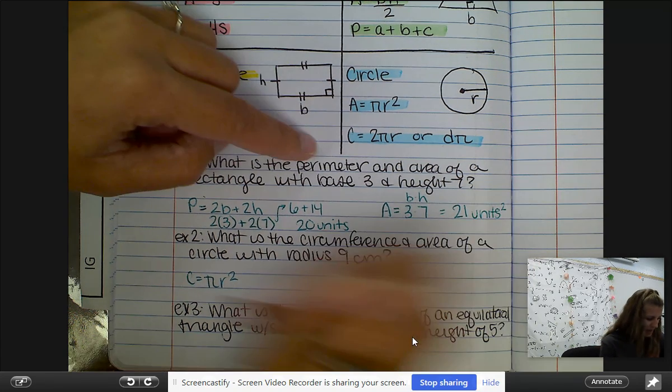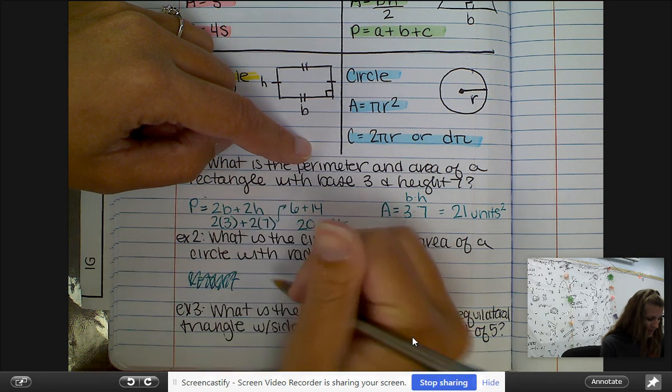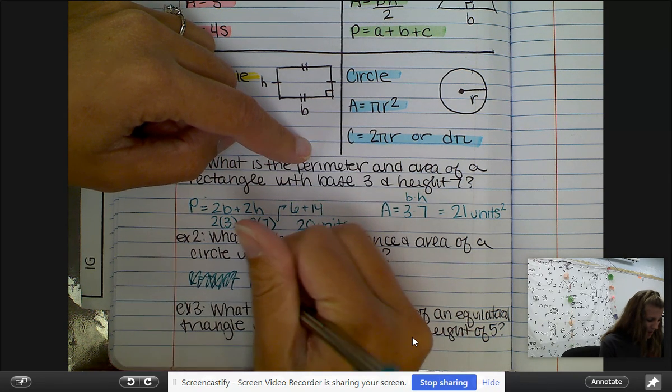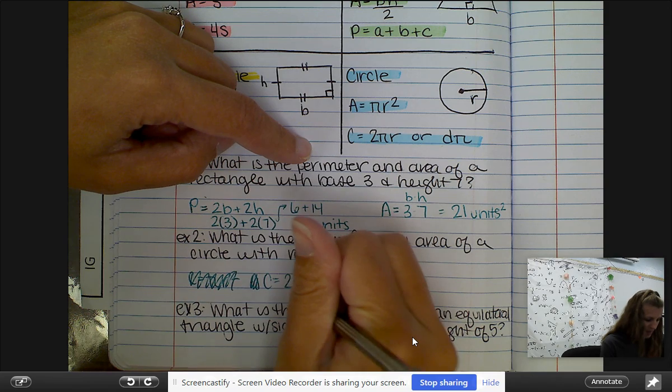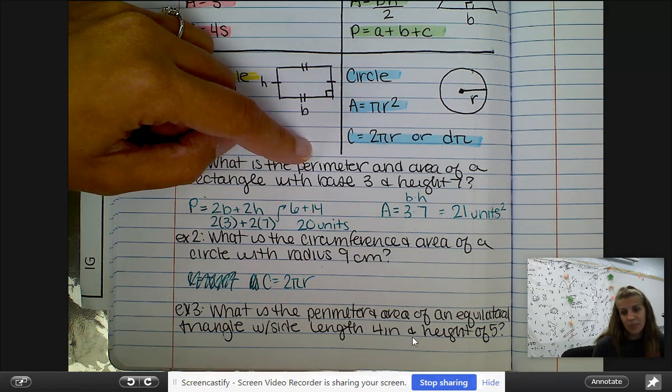Oh my gosh, I picked area. Oh my gosh, I'm just realizing this. I'm so dumb. Circumference, 2 pi r. Bro, it's been a morning.